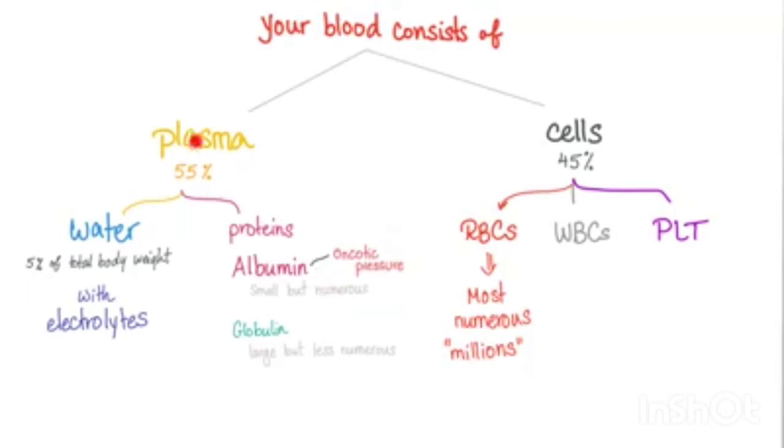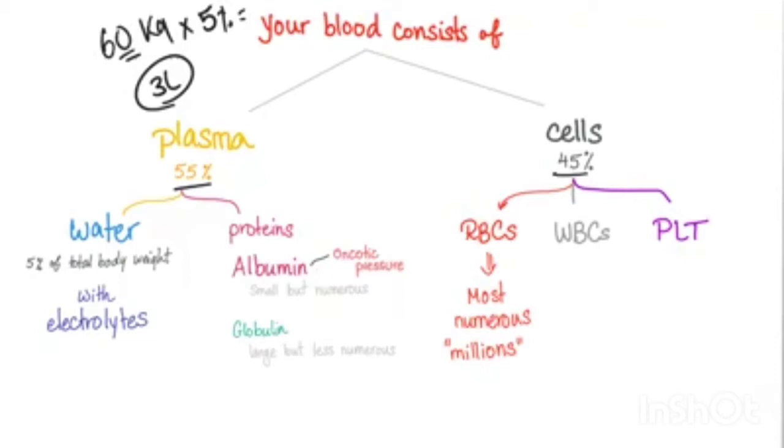As you know, your blood is made of plasma and cells. Cells mostly are red blood cells. We're talking millions. That's why the normal hematocrit is 45%. Let's talk about plasma. 55% of blood, water and proteins. Mostly water. By the way, how much water? 5% of your total body weight. So if you're an average adult male and your weight is 60 kilograms times 5% equals 3 liters of plasma. 55%. 45% cells, about 2 liters. That's why your normal blood volume is about 5 liters on average.